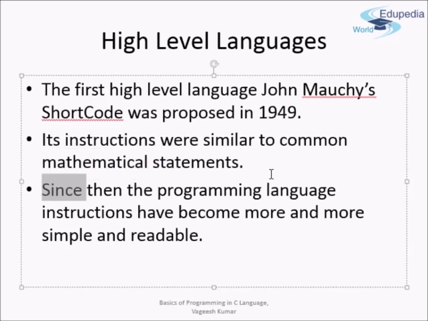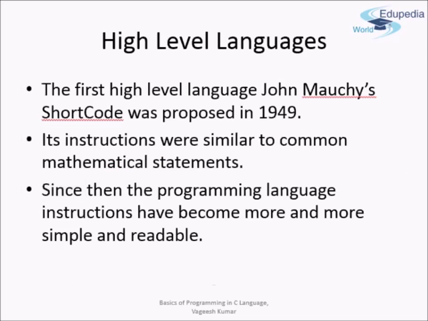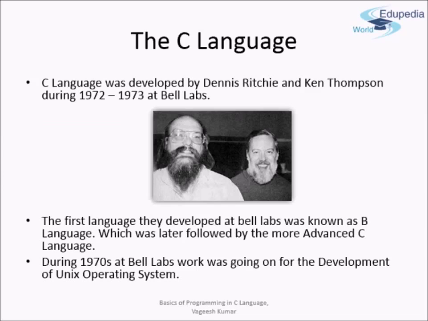So since then the computer languages have been evolving, and their instructions have become more and more simple and readable. Okay, now we come to C language. C language was developed by Dennis Ritchie and Ken Thompson during the year 1972 to 73 at the Bell Labs. So what happened was that initially they had a language known as B language. This was also developed by the same group, Dennis Ritchie and Ken Thompson at the Bell Labs.